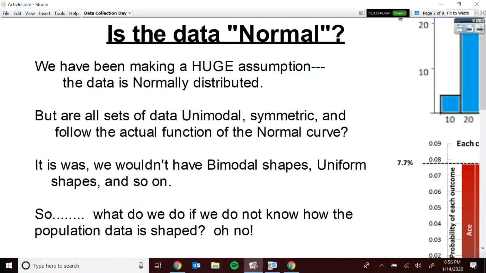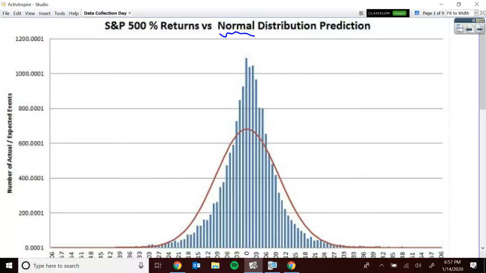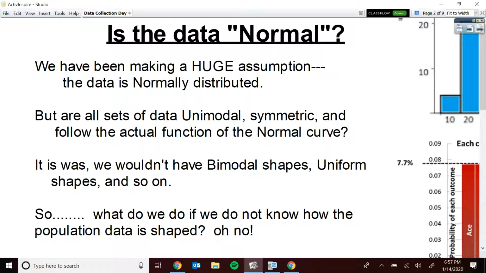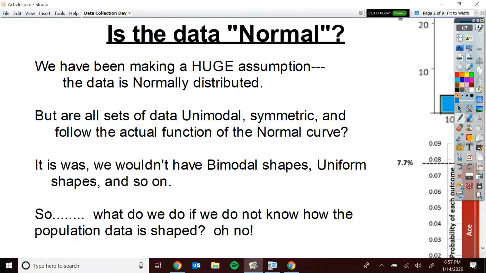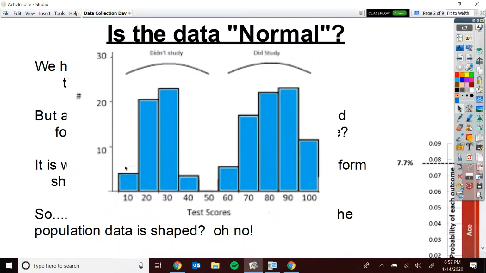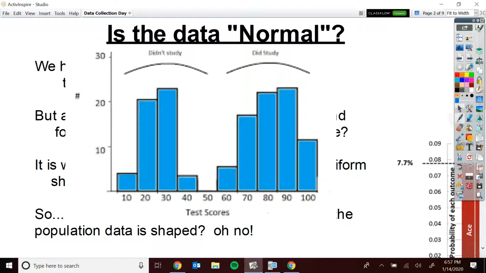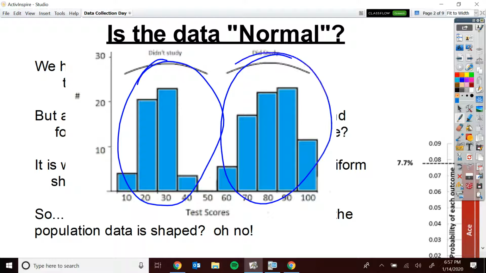So we know that lots of data could be unimodal, symmetric, all that kind of stuff. But does it actually follow the function of the normal model? And that's what happened here. We have this data, but it's not actually following this function. We also have bimodal shapes. Here's an example of those people who didn't study for the test and those people who did study for the test. Okay, we've got that going on.